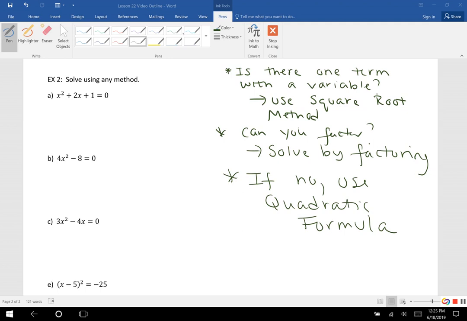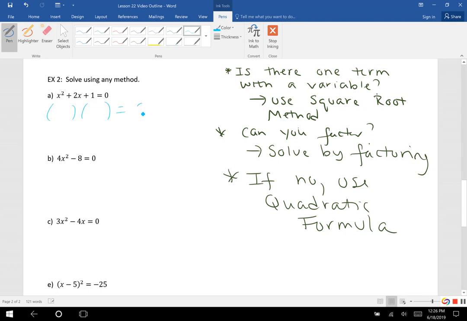So A, can I take the square root? The answer is no, because I have two terms with x's in them. So if I were to get the x squared by itself, I would still have x's on the other side. I wouldn't actually be solving. So no to the first question. But then for the second question, let's see, can we factor? Well, actually, I think we can.